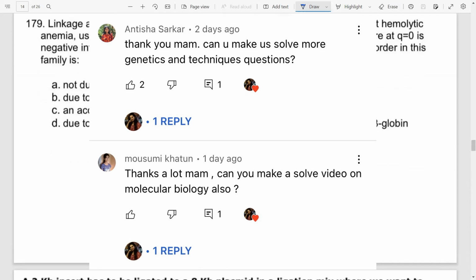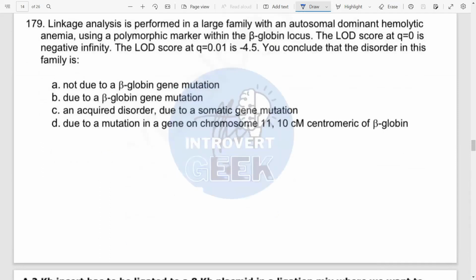Now, let us move on to the first question. This is a question that actually comes hand in hand with pedigree analysis. This is based on the LOD score. There was a linkage analysis performed in a large family with an autosomal dominant hemolytic anemia using a polymorphic marker within the beta globin locus. The LOD score at theta equal to 0 is negative infinity. The LOD score at theta equal to 0.01 is minus 4.5.